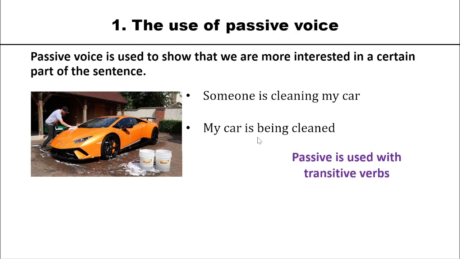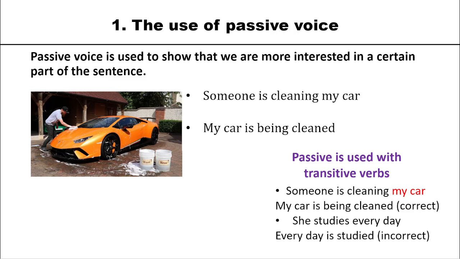Passive is used with transitive verbs. Someone is cleaning my car. My car is being cleaned. Okay, so transitive means there's an object after the verb. So we have an object which is my car. So my car is changed into the subject in the passive sentence. My car is being cleaned.